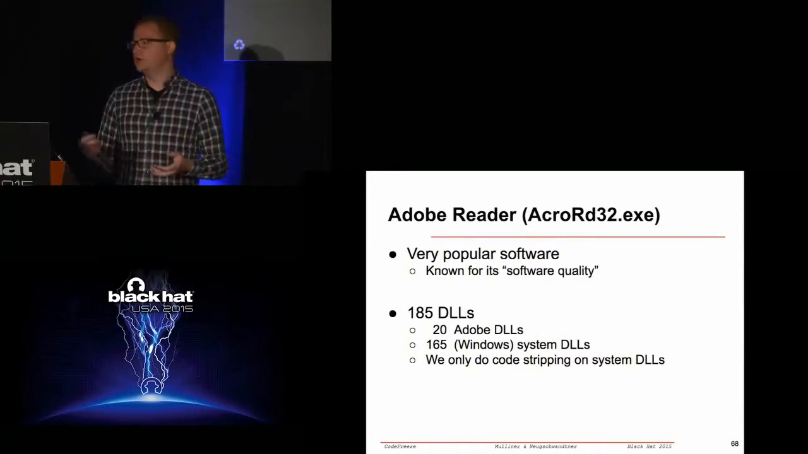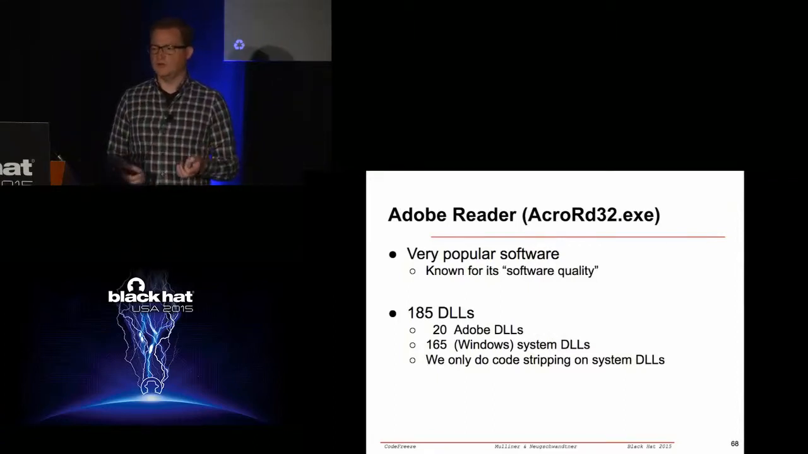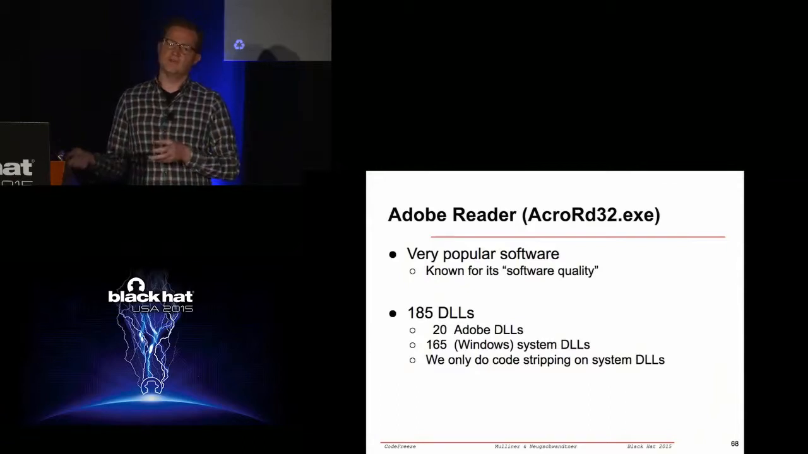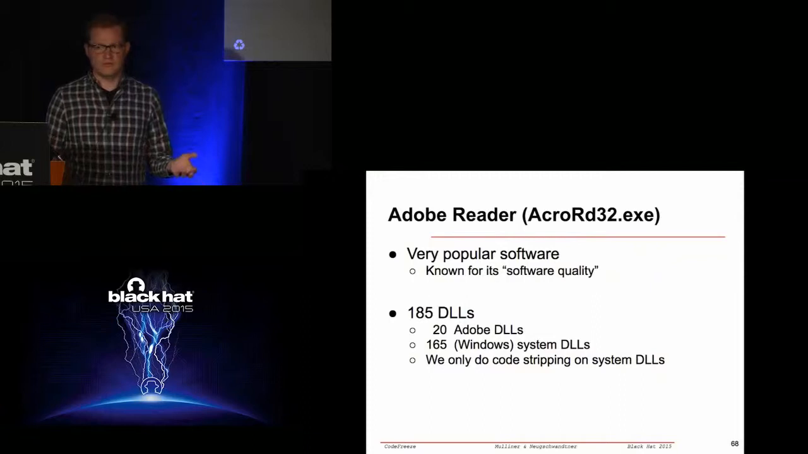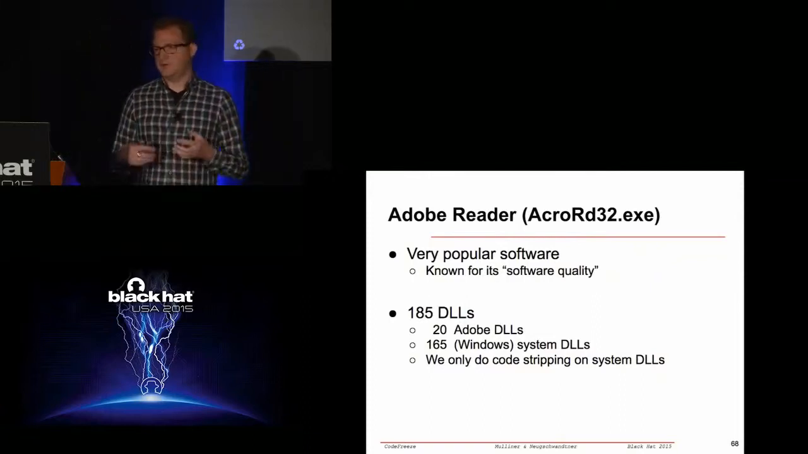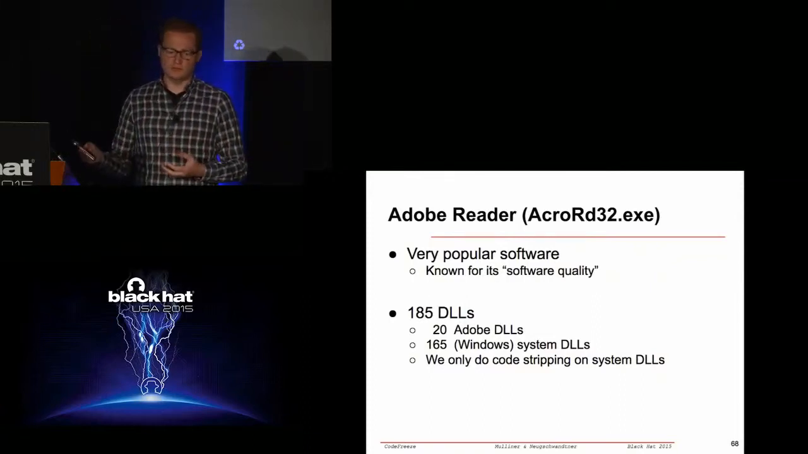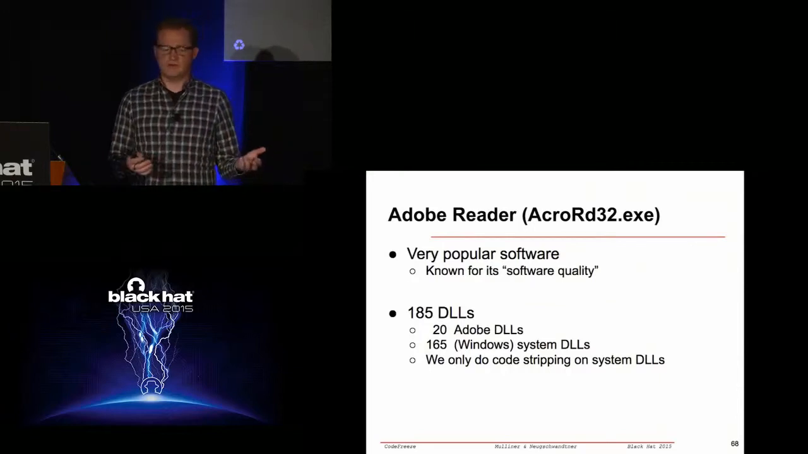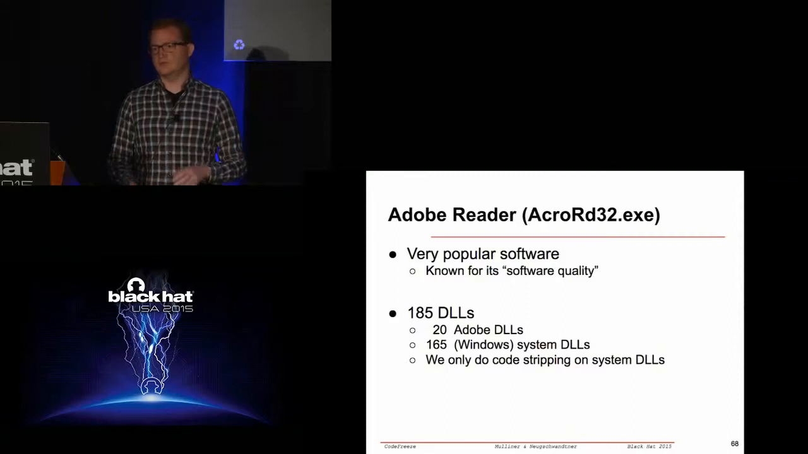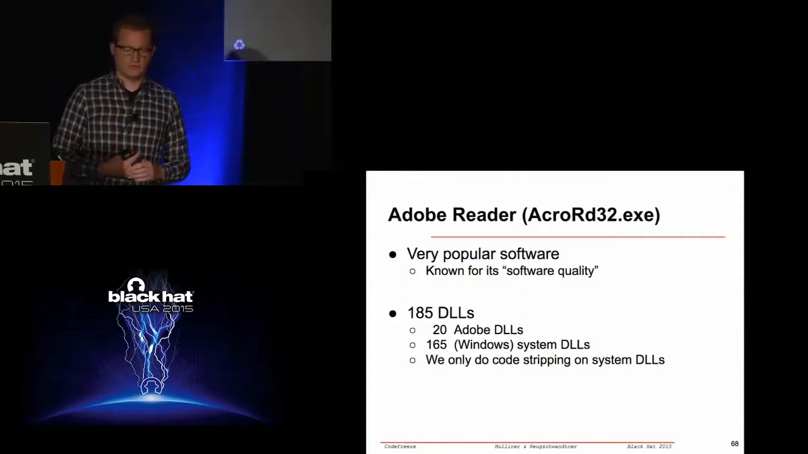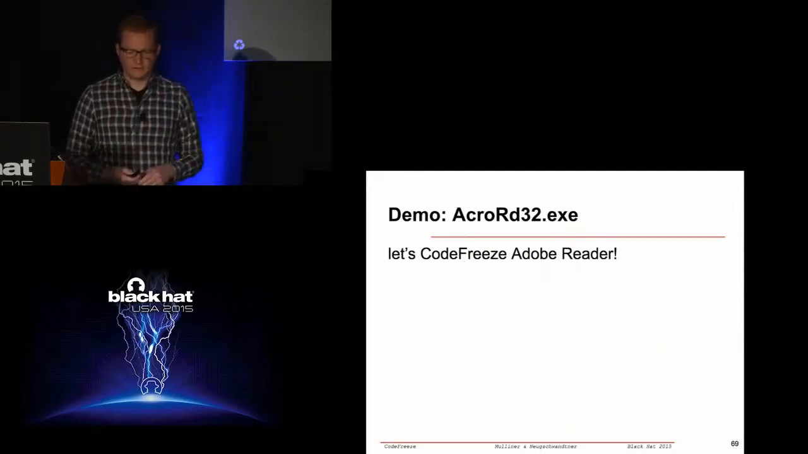In this case, we only do code stripping on system DLLs. If an application brings its own DLL, we just assume it will use everything. It makes our task much easier to only do stripping on Windows system DLLs, because we can pre-compute all those control flow graphs, and if you install a new application, you don't have to analyze whatever they brought.